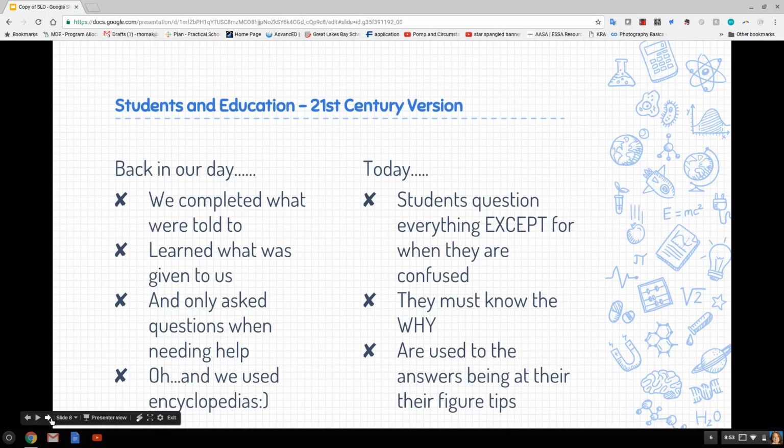Students oftentimes don't even question the content, except they want to question us regarding why they need to know it. Why do we need to know it? These kiddos need a GPS in essence, and that's what student learning objectives are meant to do, is to provide them with that GPS.